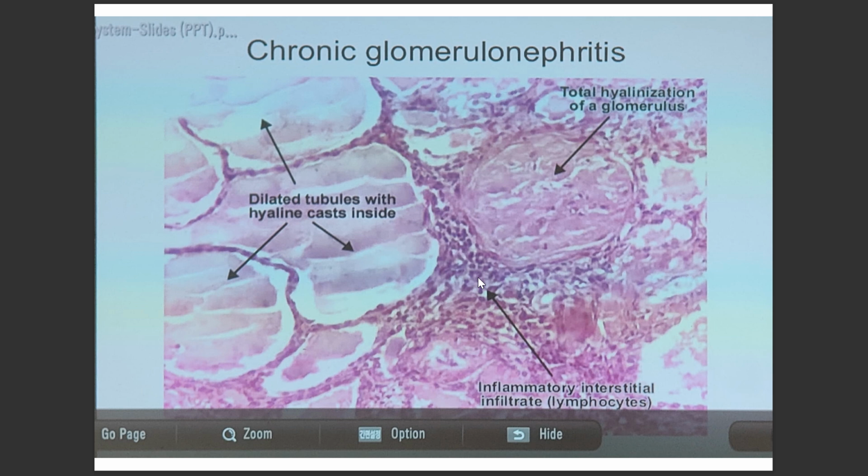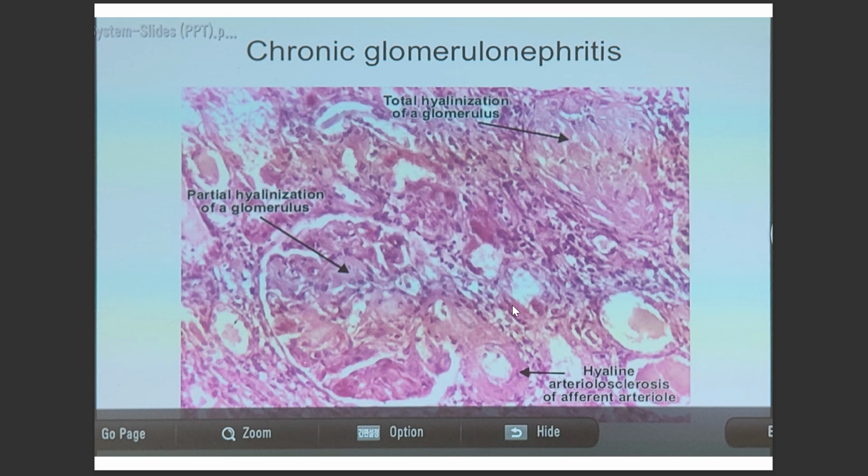What are the chronic inflammatory cells? Chronic inflammatory cells are the lymphocytes, then macrophages, etc. So we can say that this is the slide of chronic glomerulonephritis. This is also a slide of chronic glomerulonephritis.